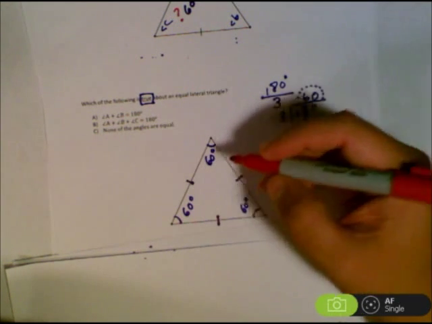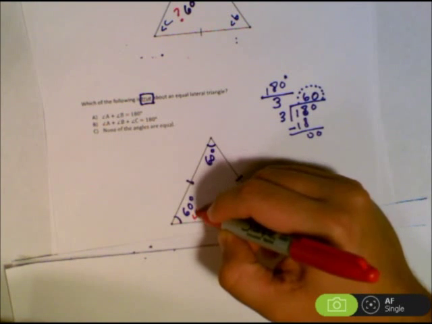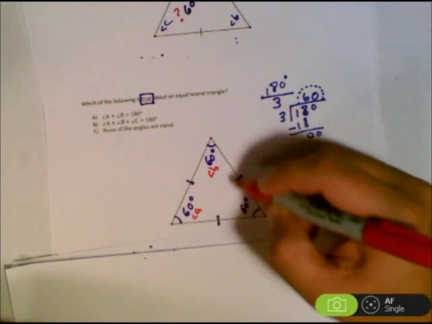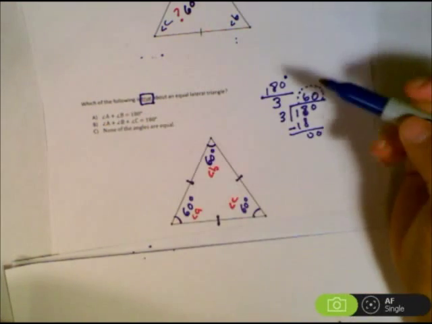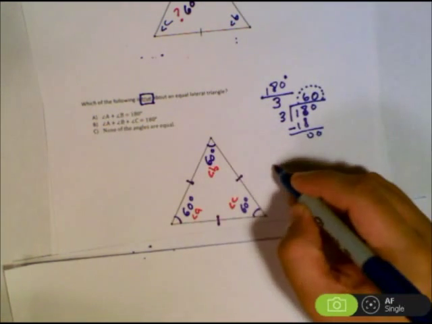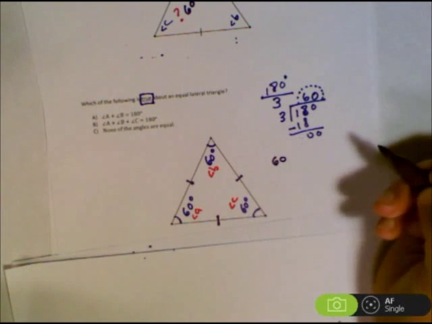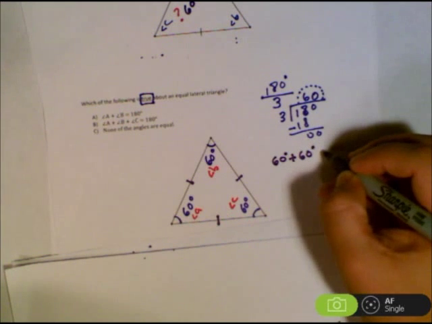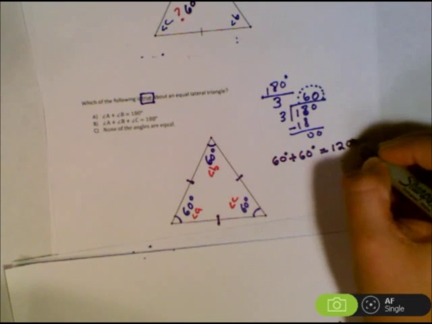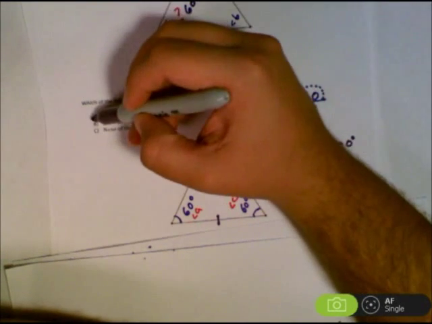Now, just so we won't get confused, let's name each angle. Let's call this one angle A, angle B, and angle C. So let's do what answer choice A is telling us to do. Let's add angle A and angle B. Angle A is 60 degrees, so we're going to write 60 degrees plus angle B, which is 60. 60 plus 60 is equal to 120 degrees. So we have just proven answer choice A wrong.